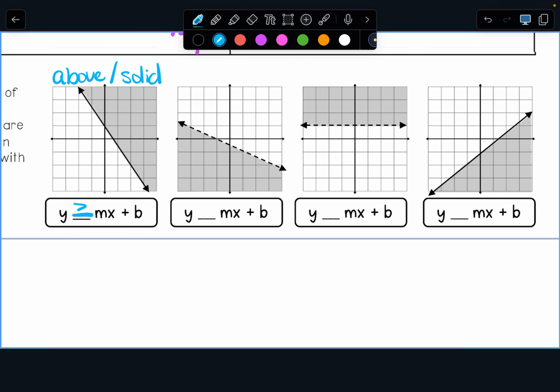The second one, above or below? Below. And dashed. Below and dashed, less than. Next, above or below? Above. Solid or dashed? Above and dashed is greater than. The last one, above or below? Below. Solid or dashed? Solid. Less than or equal to.